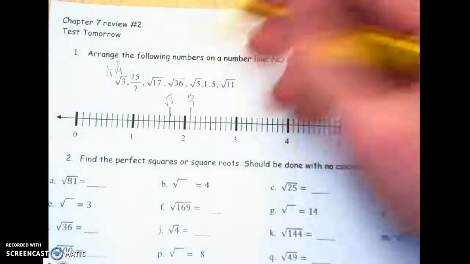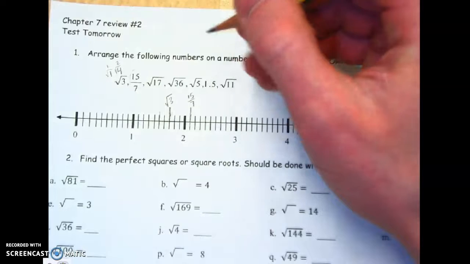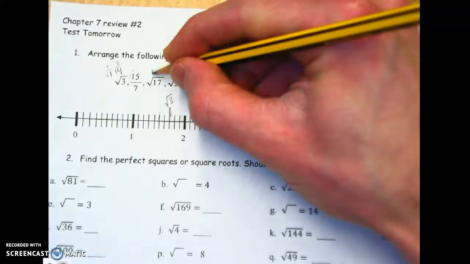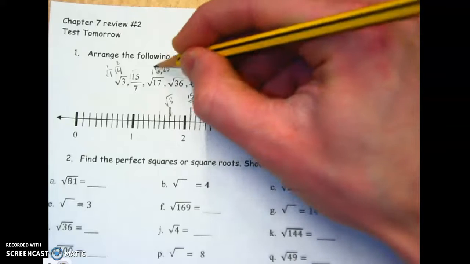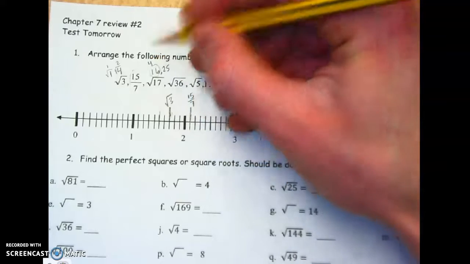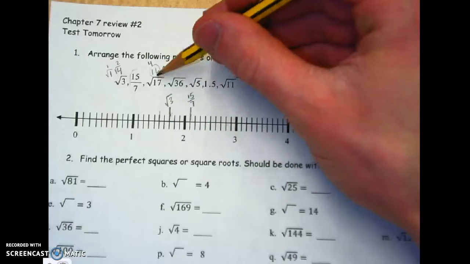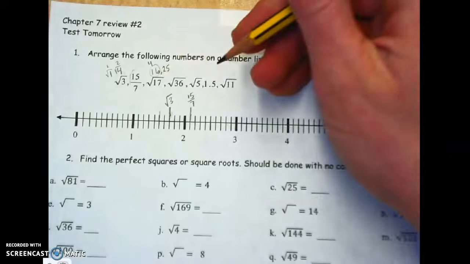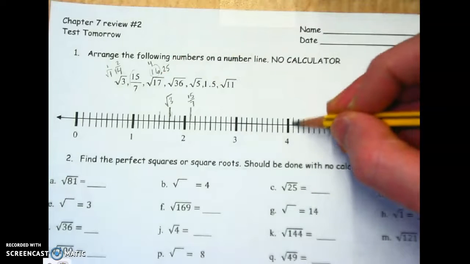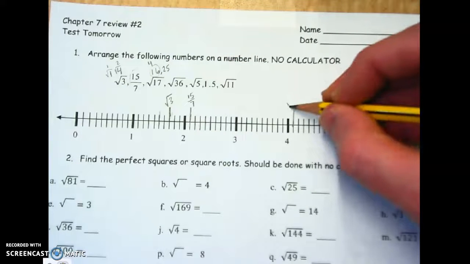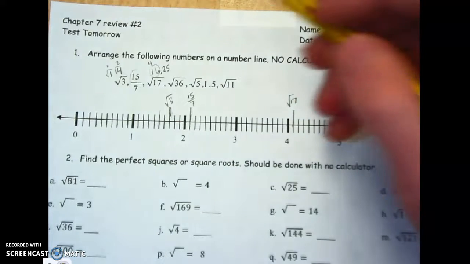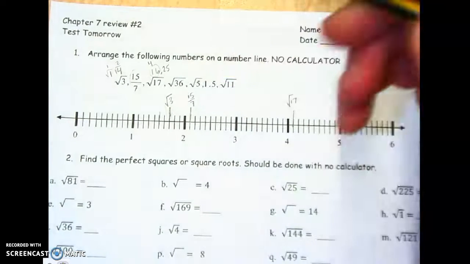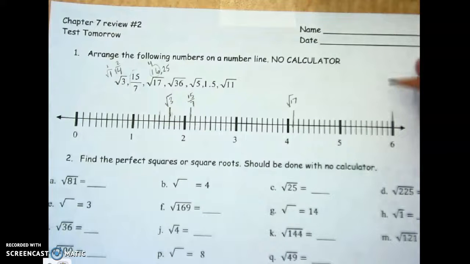Square root of 17. That is between the square numbers of 16 and 25. It is closer to 16, and that's a 4. So this is really close to 4. I'm going to say 4.1. So let's go to 4.1 right here. Square root 17. Let's do square root of 36. We know that's exactly 6, so we can put that right here. Square root of 36.